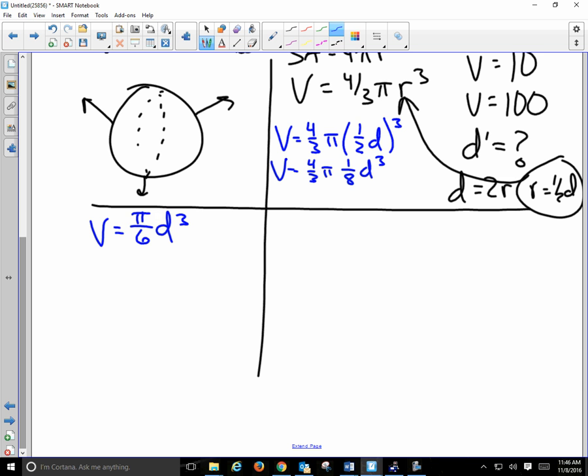Okay. So let us take the derivative with respect to time. We get v prime is equal to pi over 2 d squared. The derivative of v is 1, attach a v prime. Drop the 3 in front. I get pi over 2 d squared d prime.